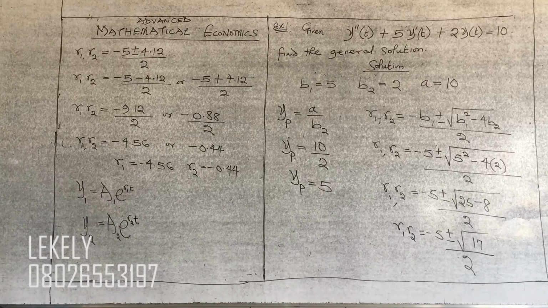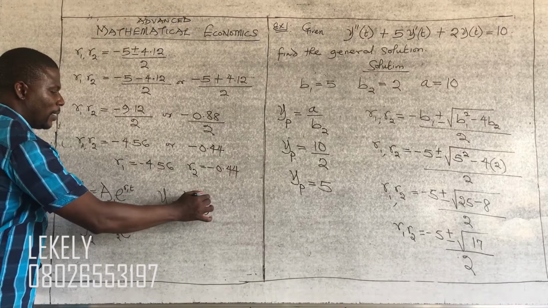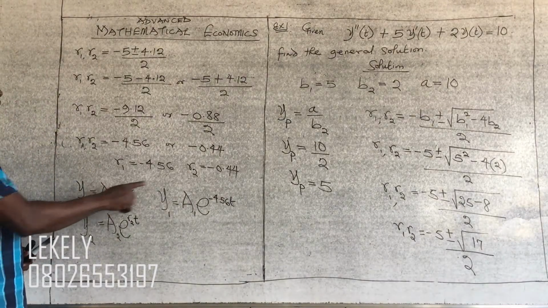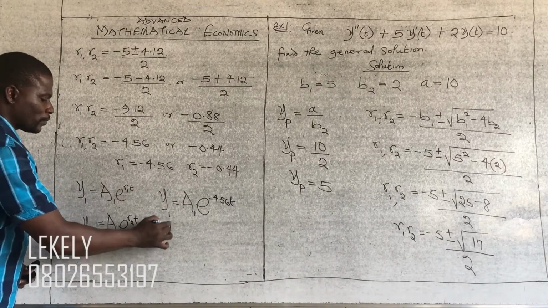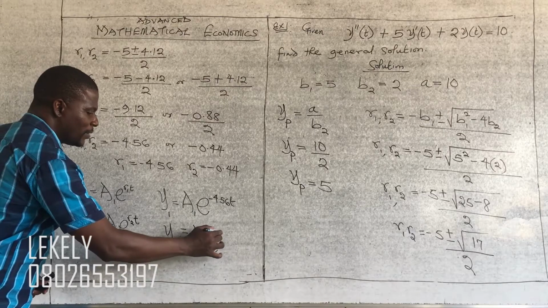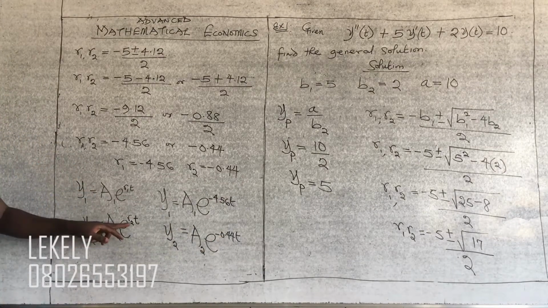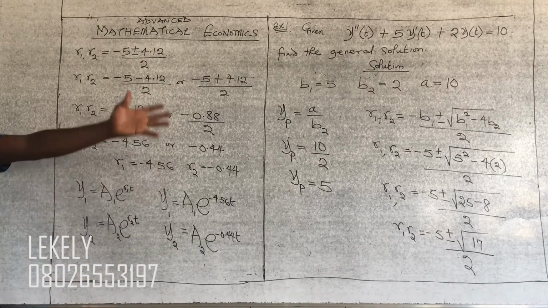So now that you have gotten your R1 and R2, come and put it here in the equation of Y1 and Y2. So here now my Y1 is going to be A1 e raised to power minus 4.56t. You see that? Where I see R1, I put the R1. The T is still there. The E is still there. The A1 is still there. Then for Y2, my Y2 is A2 e raised to power minus 0.44t, because our R2 is minus 0.44. So where I see R2, I put minus 0.44. You see that? So this is our Y1, this is our Y2. Now I'm going to clean the other side now and then get the general solution.